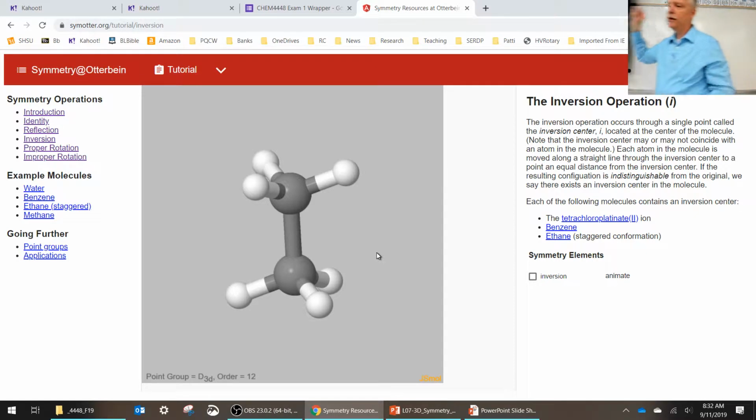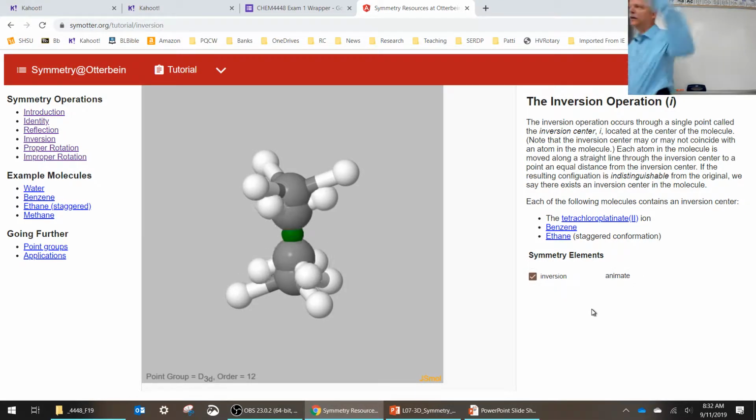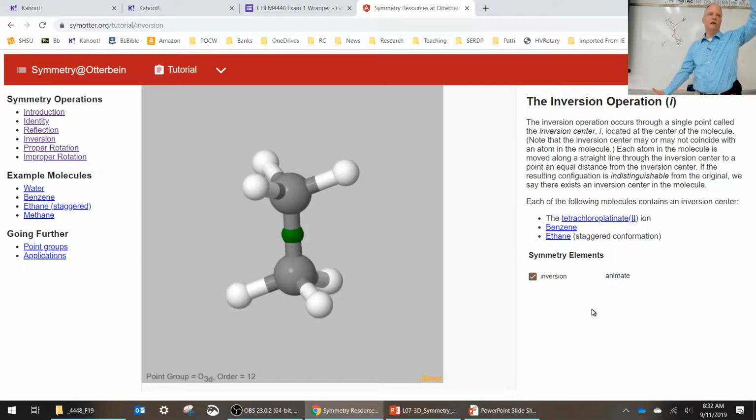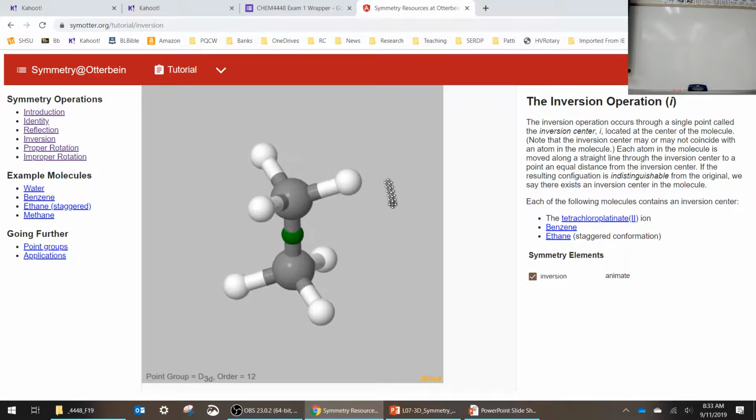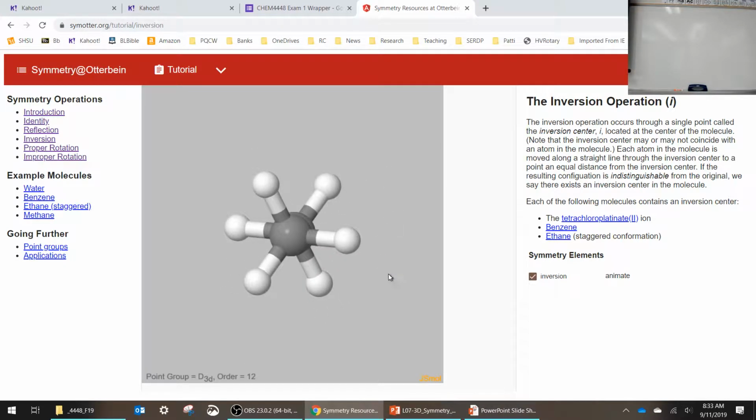So let's animate this and we'll see what I've tried to draw on the board. So everything goes through the center of mass and comes out on the other side. So that is what we call staggered ethane, because if you look down the end of the molecule, those dihedral angles are staggered. And so the hydrogens are kind of in between each other. What about eclipsed ethane? How would I draw that?